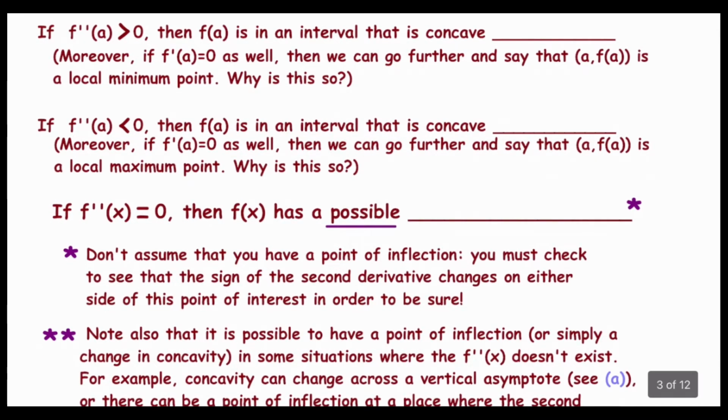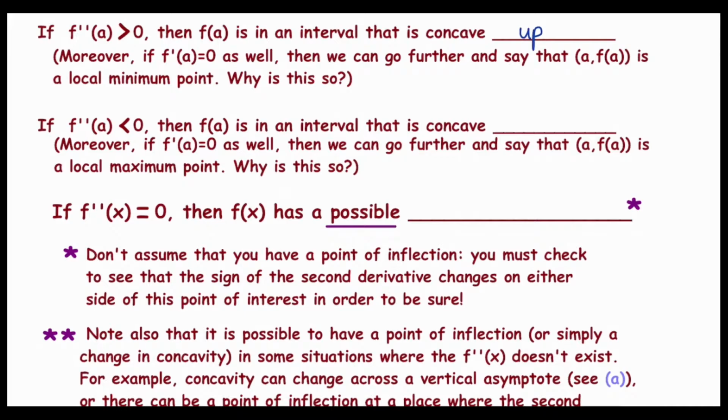We will note that if the second derivative, so if f double prime of a, where remember a just means we're looking at some specific point on the graph, is greater than 0, then f of a is in an interval that is concave up. Moreover, if f prime of a equals 0 as well, then we can go further and say that the point a comma f of a is a local minimum.